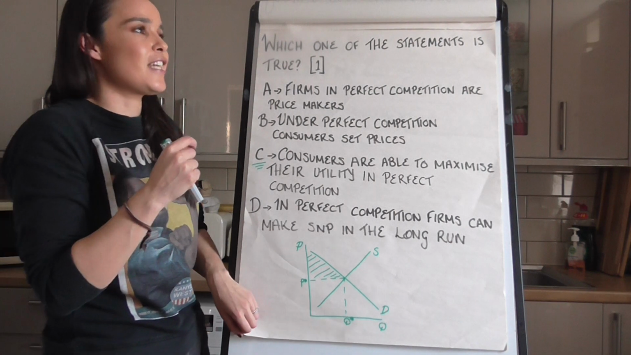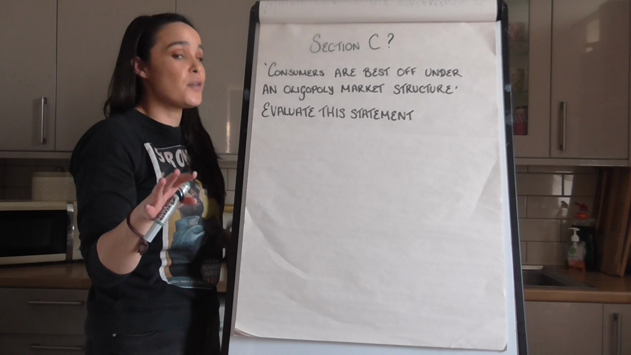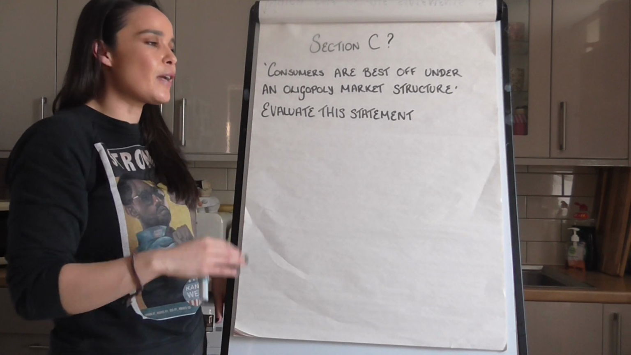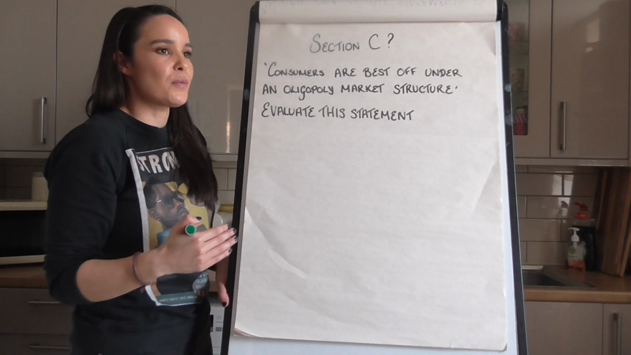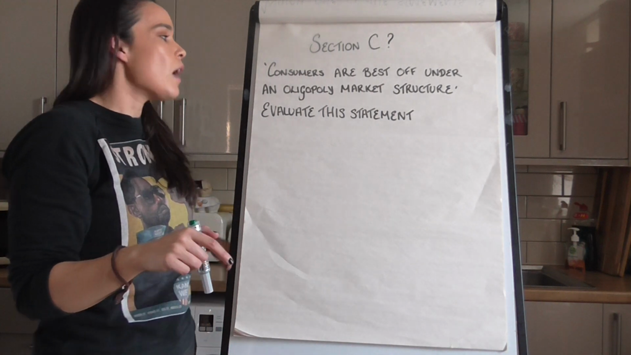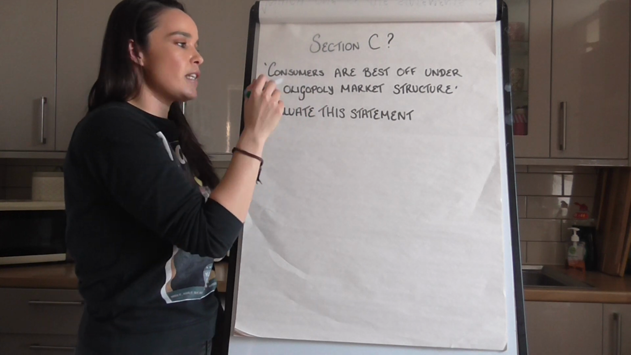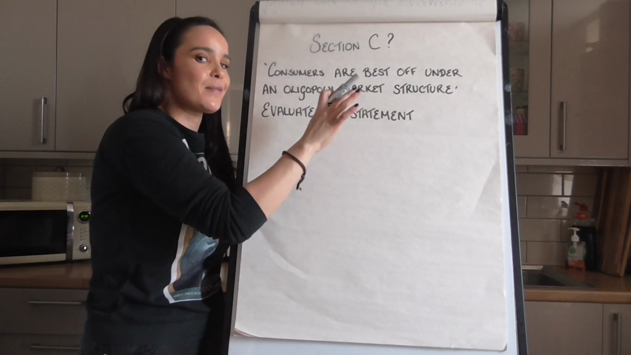But I've got an example of a section C question here, not that I expect you to do it. We haven't learned about this yet. Don't worry about it. We'll get to that probably week 5 or 6 after Easter, just before the May half term, so don't worry. But here we've got consumers are best off under an oligopoly market structure. You don't know what this means yet, that's absolutely fine.